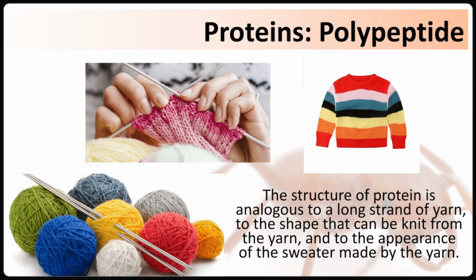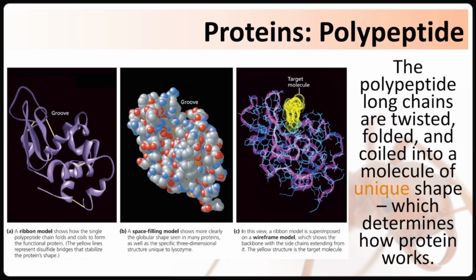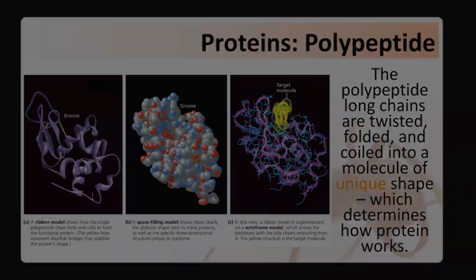Now, peptide bonds in proteins are like stitches in knitting, linking the amino acids tightly so the yarn, if you can see in the picture, forms a continuous fabric with a specific shape and function. So we can have an analogy of these bonds of proteins like the ones in knitting. Now, the polypeptide long chains are twisted, folded, coiled into a molecule of unique shape. So each of the proteins has its own unique shape, which will later on determine how the protein will work.